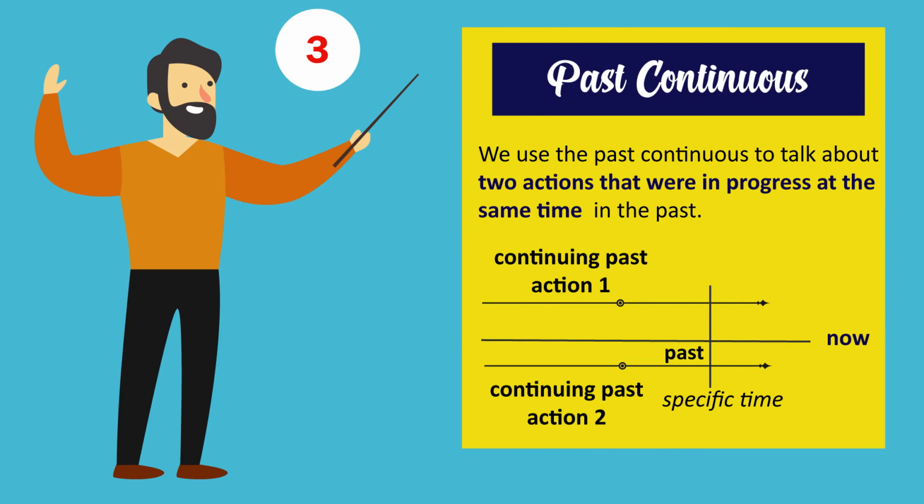When you use the past continuous with two actions in the same sentence, it expresses the idea that both actions were happening at the same time. The actions are parallel, okay? So there we have some examples to explain this rule.